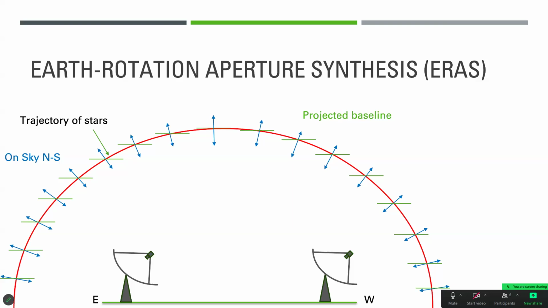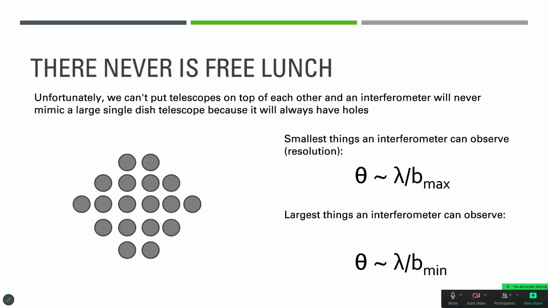But even that is limited, right? Because we can't look through the ground, for instance, so there's always some information missing. So that means there's never really a free lunch, right? We want to add as many telescopes as possible, but just because of the geometry of this, if this is our array of telescopes, there will always be gaps in between, right? We can't put telescopes on top of each other. So what that means is we lose information.